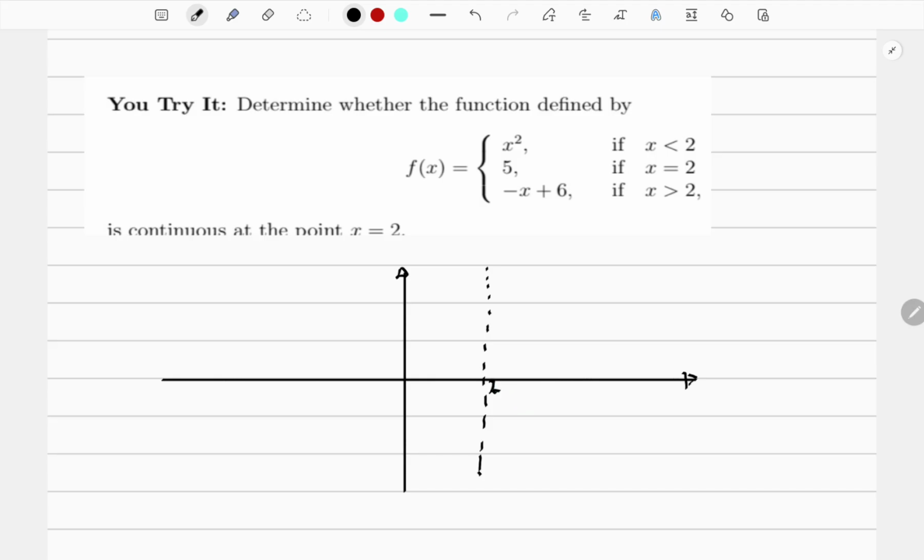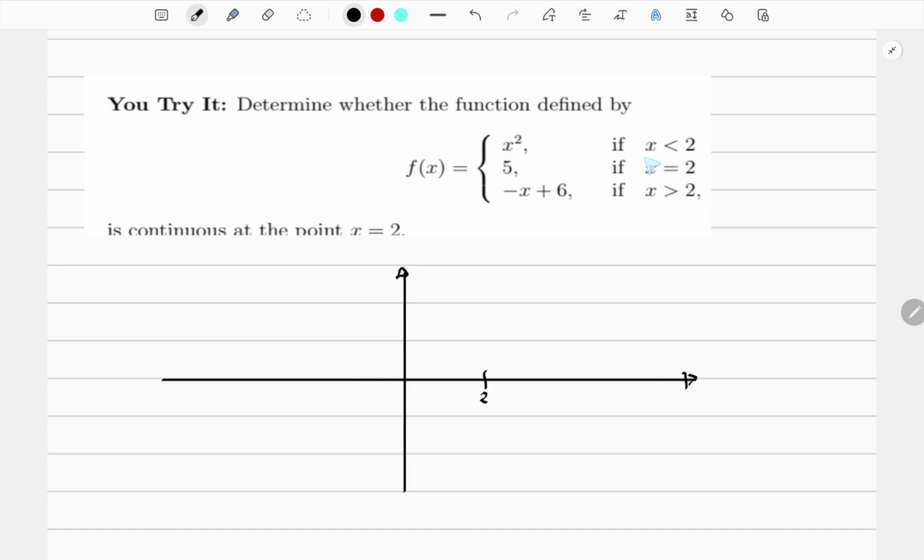Two there. Okay, just allow me to do this. I'm going to put a 2 here. Then we have x equal to 2, and for x greater than 2, and for x less than 2.